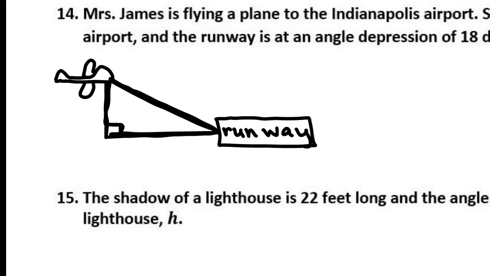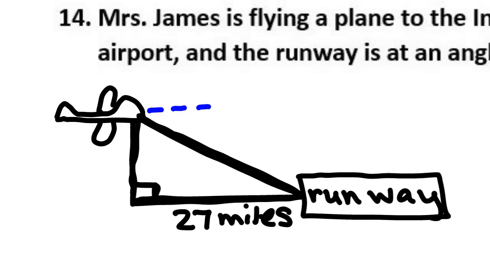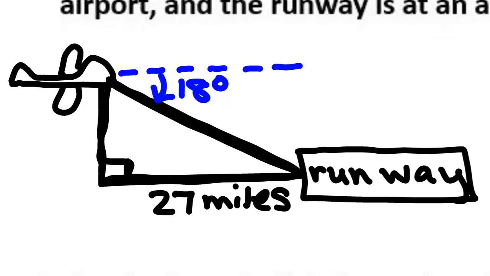This is forming a right triangle. It says it is 27 miles ground distance, so that's why I have it along the bottom here. It says the angle of depression is 18 degrees, so that's going from a horizontal down like this. So this is 18 degrees. The angle of depression and the angle of elevation for the alternate interior angle are going to be the same. So this angle down here by the runway is also 18 degrees. We want to know the elevation of the plane, so we are looking for this over here.